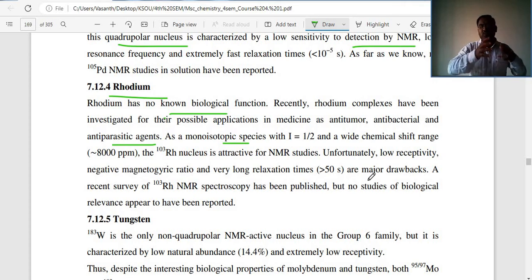As a monoisotopic species with I equal to one-half and a wide chemical shift range, the rhodium nucleus is attractive for NMR studies. Unfortunately, the low receptivity, negative magnetogyric ratio and very long relaxation times are major drawbacks. A recent survey of rhodium NMR spectroscopy has been published.